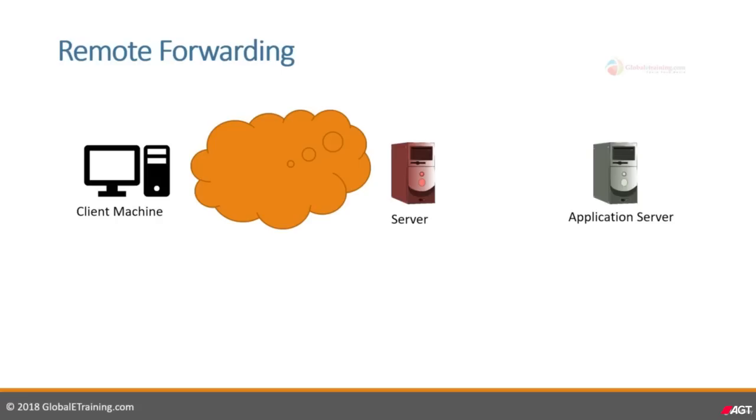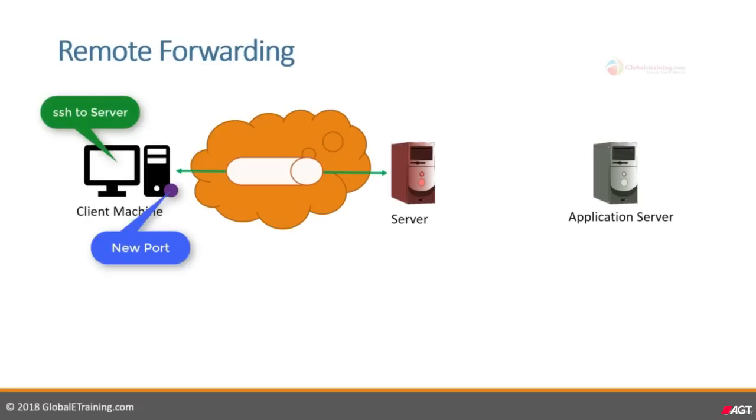In the local forwarding demo, we SSH'd from the client machine to the server machine and opened up a port on the client machine that is mapped to a desired port on the server machine. In other words, a new port is opened on the machine where we execute the SSH command.